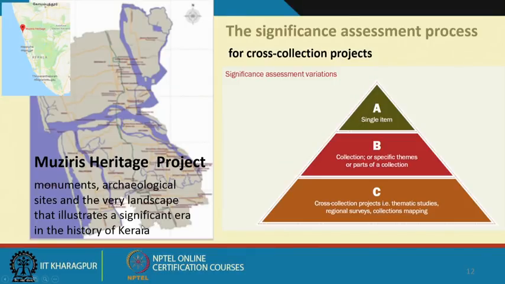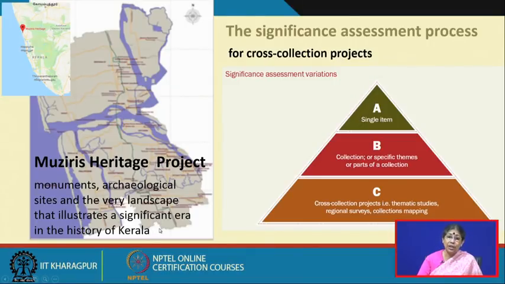So there are the trade linkages, and there are many archaeological excavations which have been carried out and which signify the maritime linkage and the trade linkage of this place. And this is cross-cultural things which happened there. So there are many types of monuments, there are archaeological sites and the very landscape that illustrate a significant era in the history of Kerala. So it is spread regionally, and all of them contribute, along with the built heritage, the artifacts, the natural heritage, the archaeological sites, all of them contribute to signify the Muziris heritage of that time.